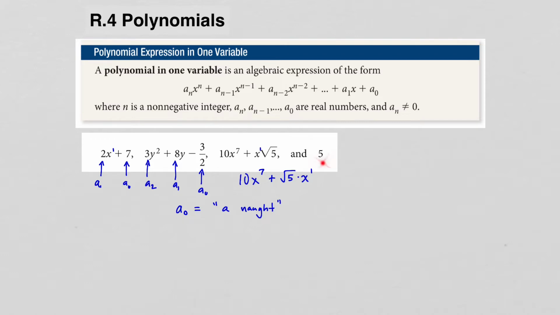And the last one, the number 5 is actually a polynomial technically. So we don't have any power of x, all we have is the constant term. So it would be like we're missing all of these terms here, but we have the constant term on the end.